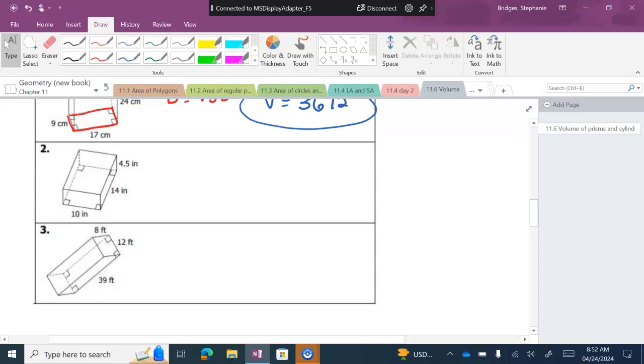Are we using this bottom one for our base on number 2? This one down here? Okay. What's the area of that? Yeah, so it would be 14 times 10 to give me 140. And then to find the volume, I'm just going to multiply that by the height. And did y'all get 630? Okay.